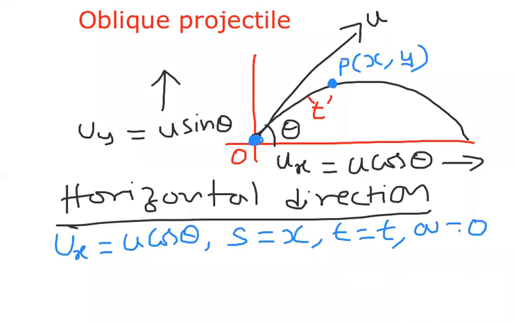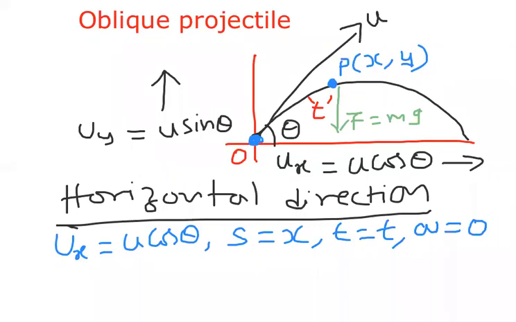Now the main point is, what is the acceleration in the horizontal direction? Acceleration in the horizontal direction is zero. Now the question arises: why are you saying acceleration is zero in the horizontal direction? Because you observe this body is in air. Any body in air will experience gravitational force. Gravitational force always acts vertically downward.